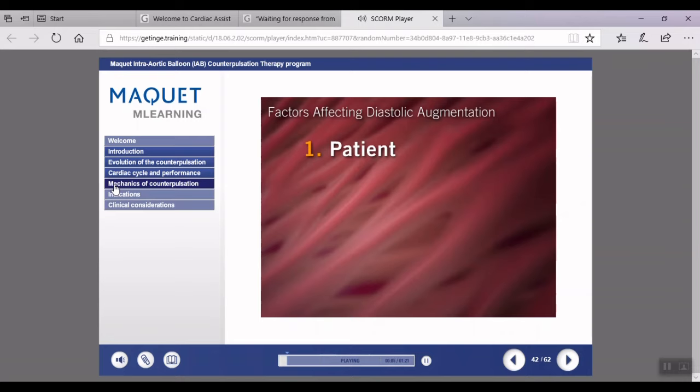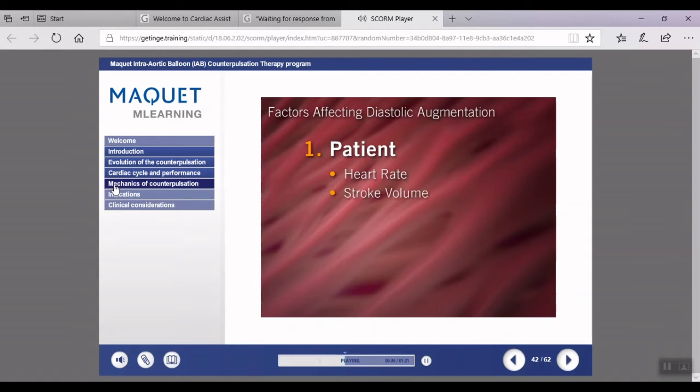Several hemodynamic parameters affect the level of diastolic augmentation achieved by inflation of the balloon. One factor is heart rate. When the patient is tachycardic, the level of diastolic augmentation may be reduced due to decreased left ventricular filling time and stroke volume. Tachycardia also shortens the amount of time the balloon may be inflated, which impacts the amount of blood that is displaced. Another factor affecting diastolic augmentation is stroke volume.